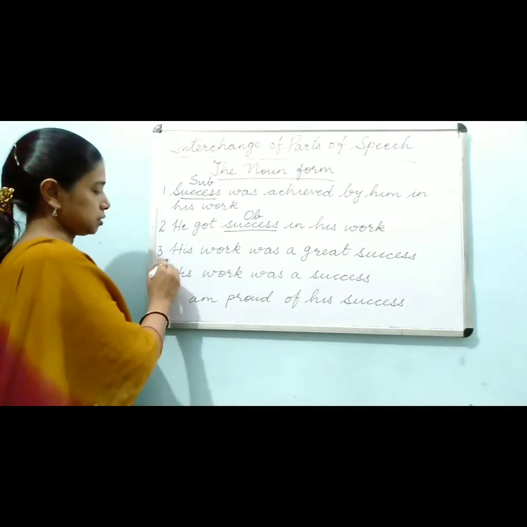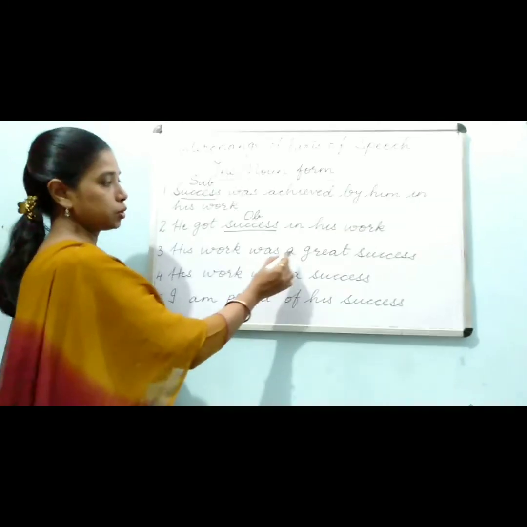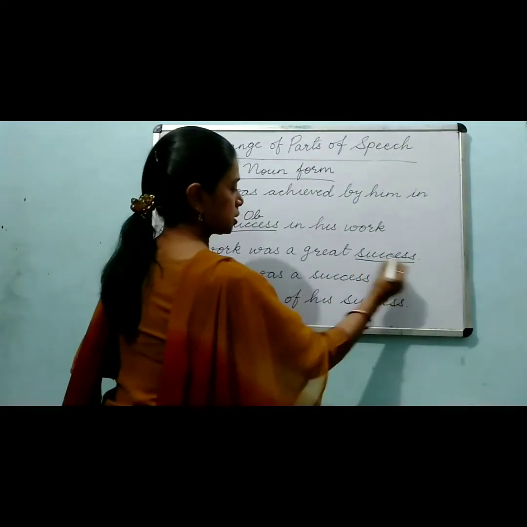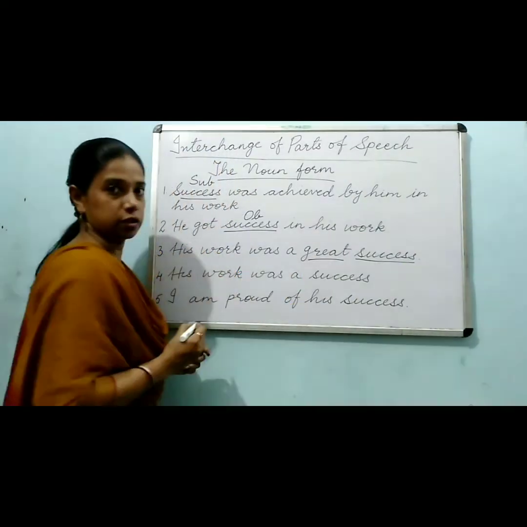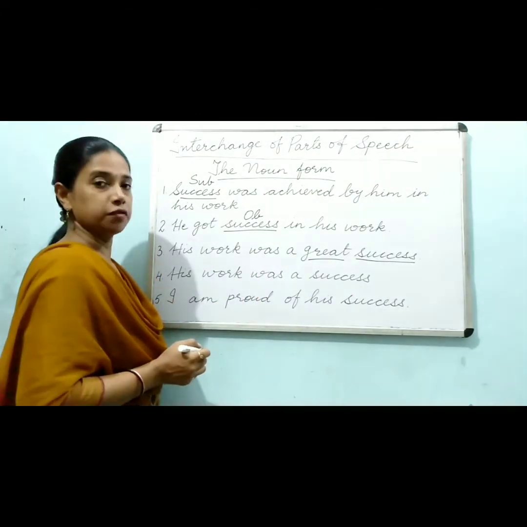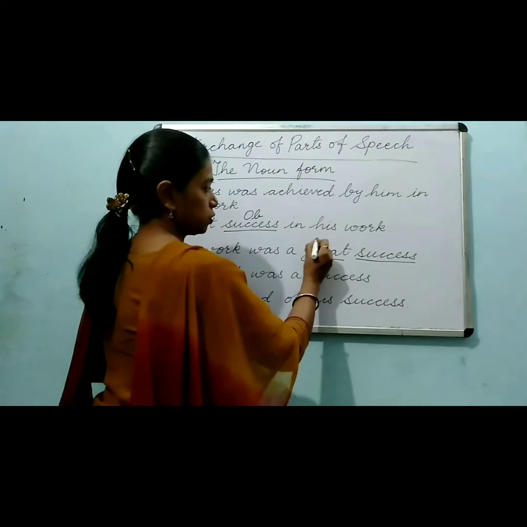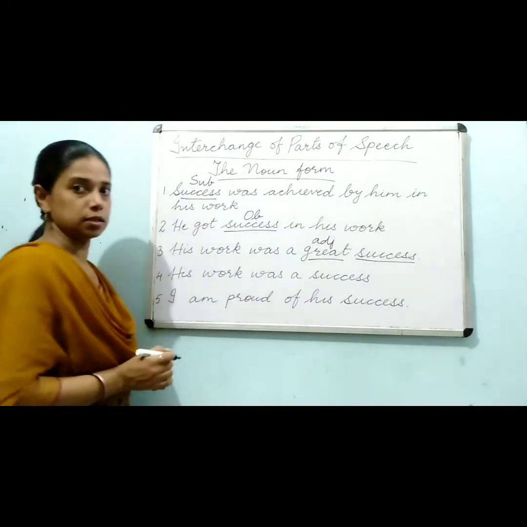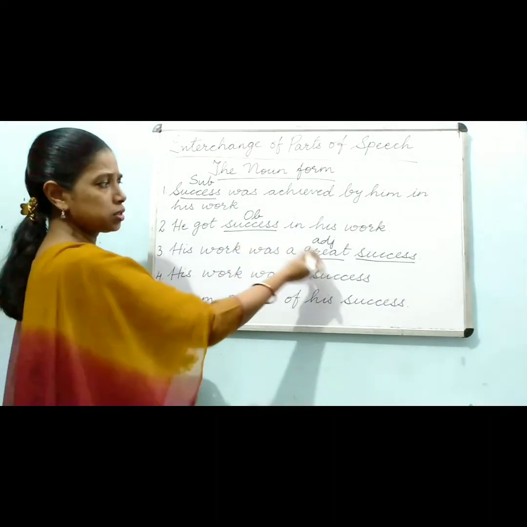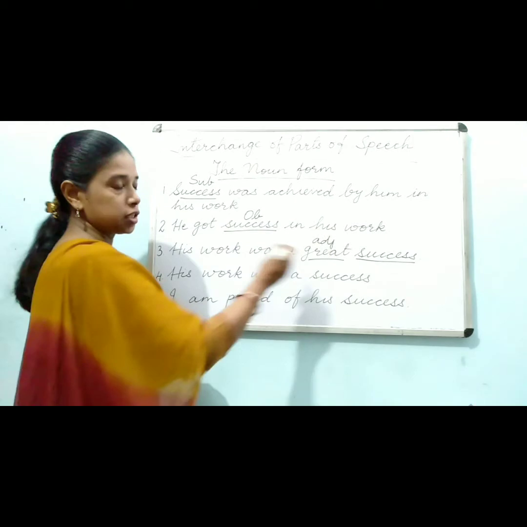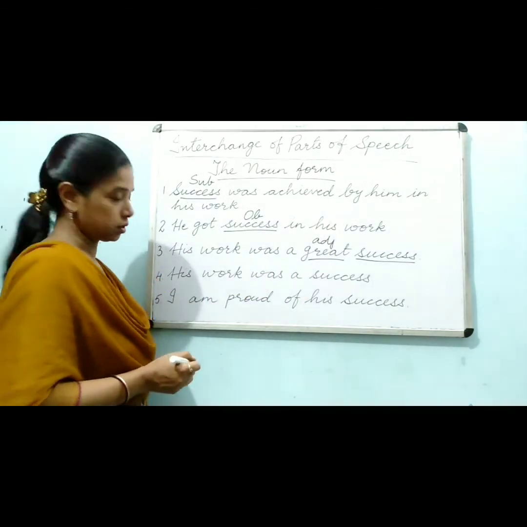Then in the third sentence, his work was a great success. Here I have used the word success after an adjective. So here the point is that you can use the noun form after an adjective. So great is the adjective here and you have used success after it. Because an adjective is used to describe a noun and it can be placed before the noun it describes.